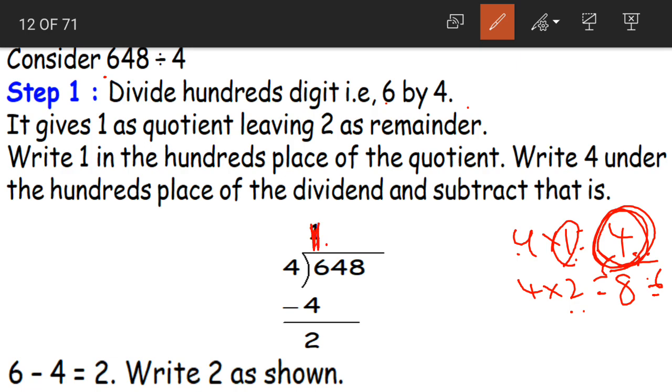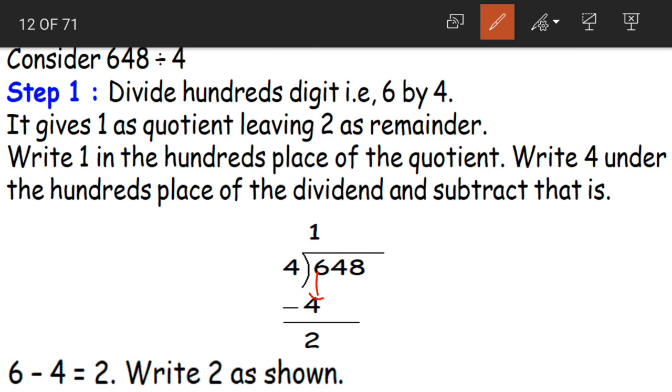1 is written in the quotient's place and the 4 is written here. 4 ones are 4 is written directly below 6. And when we subtract 6 minus 4, we get 2. It gives 1 as quotient, leaving 2 as remainder. The quotient should be written directly above 6, and the number 4 should also be written below 6, and then the remainder should be written below that.